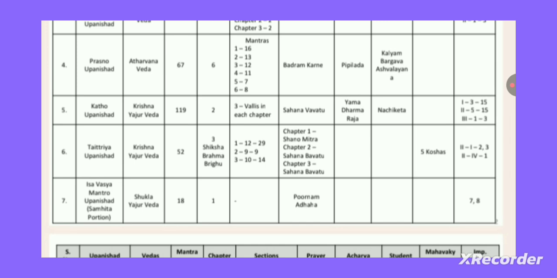And coming to the sixth Upanishad, that is Taittiriya Upanishad. This Taittiriya Upanishad is from Krishna Yajurveda, and it has 52 mantras divided into 3 chapters. And in this Upanishad also the prayer is Sahana Vavatu. This Upanishad uses the definition of Atma that is defined in Tattvabodha as the foundation to teach. In this Taittiriya Upanishad, chapter 2 is very important. It uses Panchakosha to teach who am I.